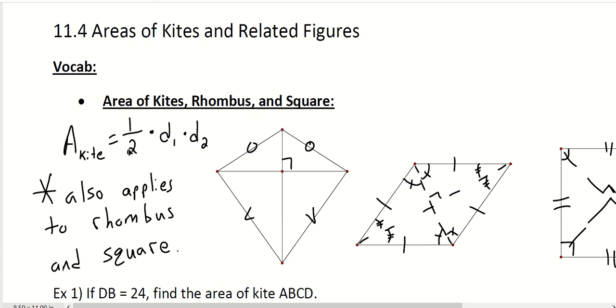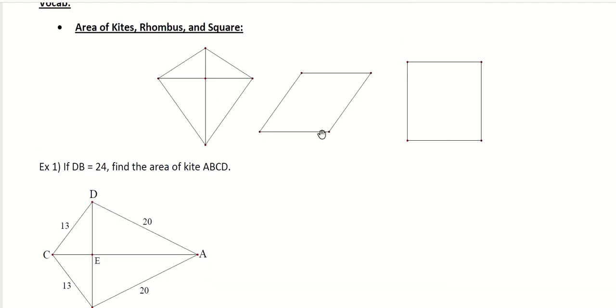There's a great proof in your book for why this formula exists, right? It's a proof for the formula, but I'm going to tell you right now, it involves finding the area of this top triangle and these top two triangles and finding the area of these bottom two triangles. And when you do that, you get this formula: area of a kite equals 1/2 times diagonal 1 times diagonal 2.